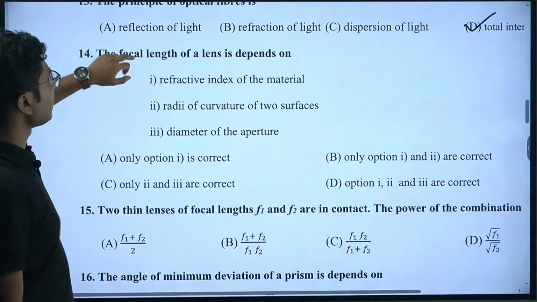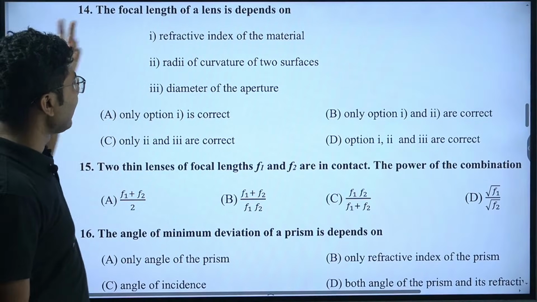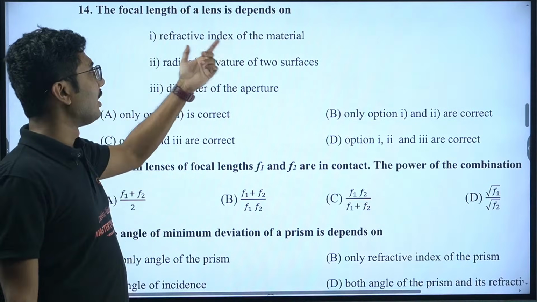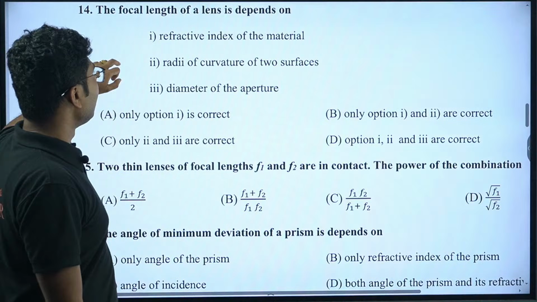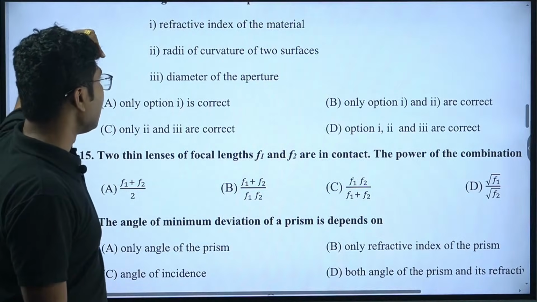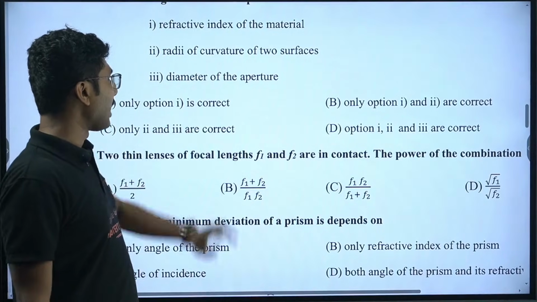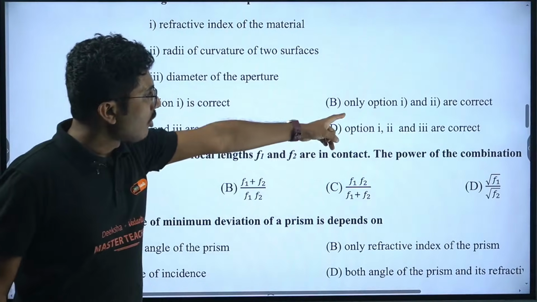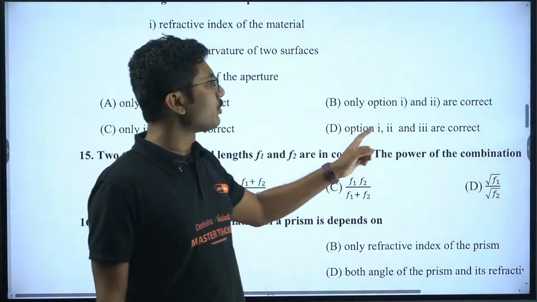The focal length of a lens depends on the, English-wise this is incorrect. Focal length of a lens depends on itself is correct. There is no need for is. Refractive index of the material, radii of curvature of two surfaces, diameter of the aperture. Only option 1 is correct. Both option 1 and 2 are correct. Only 2 and 3 are correct. Option 1, 2, 3 are correct.